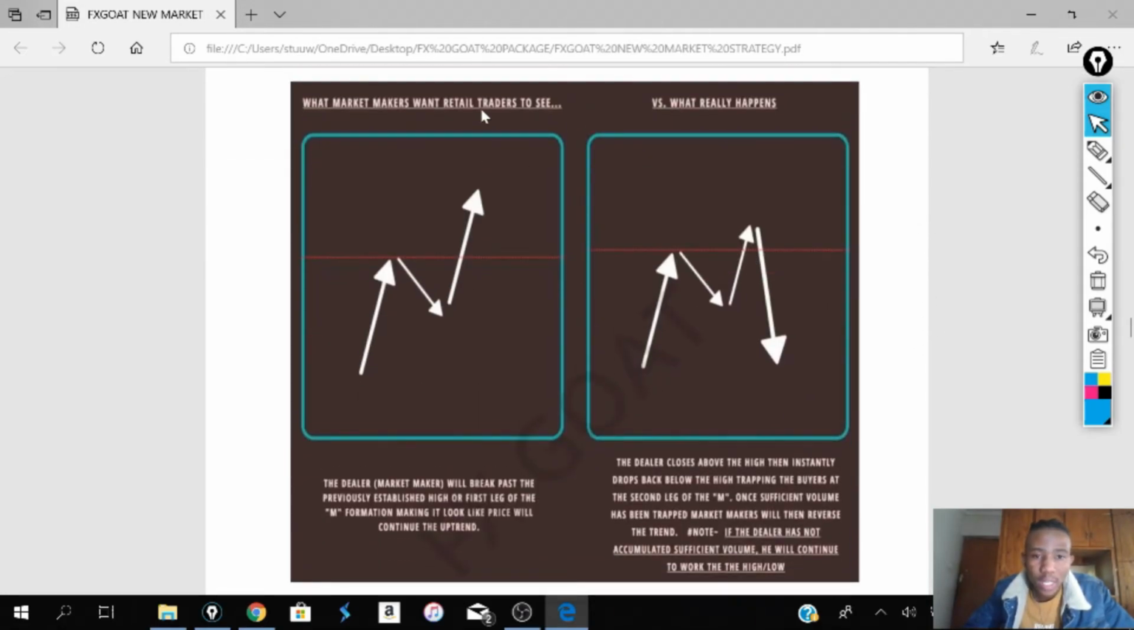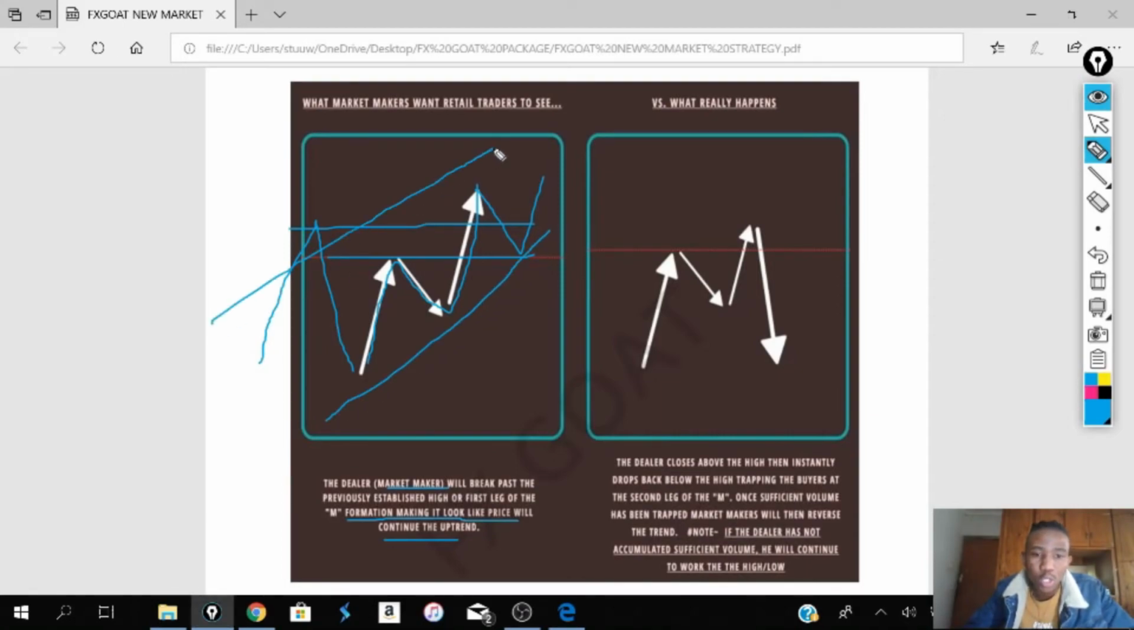What do market makers want retailers to see? You see, they always want you to see what? A breakage of your resistance, to think this is an overall buy. And then the dealer, the market maker, will break past the previous established high. Let's say maybe we had a high here. It will break past this high, also creating information to make it look like the price will continue an uptrend, like we see right here. You would think it's a continuation of an uptrend.